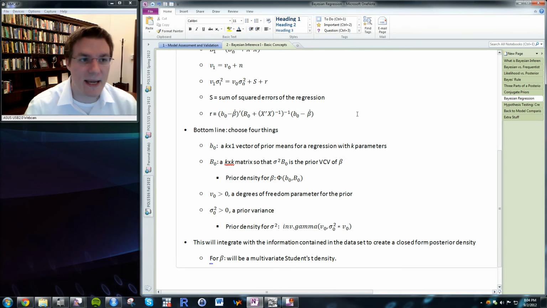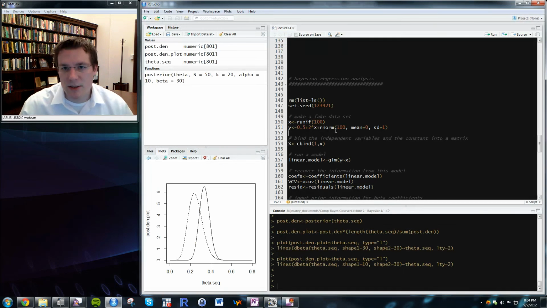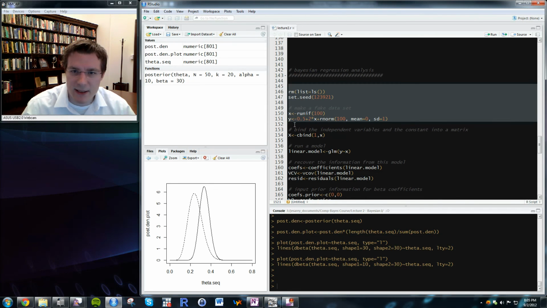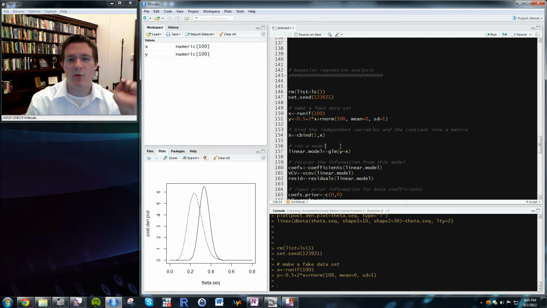So let's see an example of how this works in R. Now I'm going to conduct a Bayesian regression analysis on some fake data. You can see I'm clearing out my memory and making some fake data out of the data generating process, 2x plus 0.05 plus a normally distributed error term.